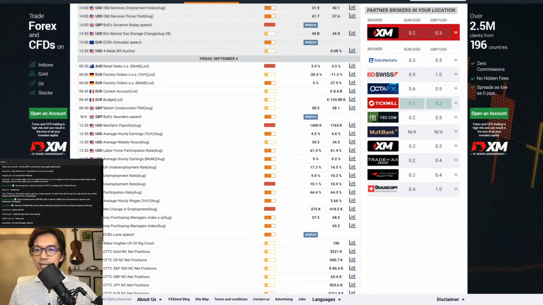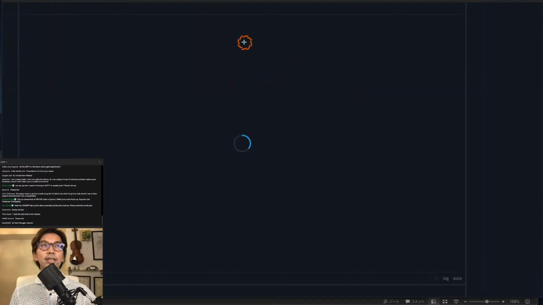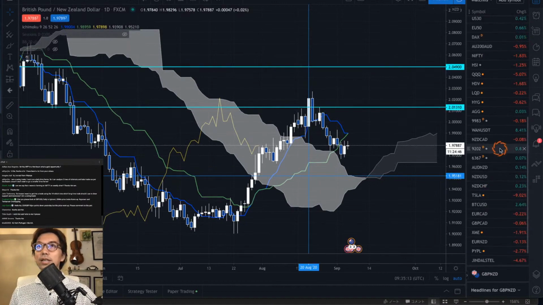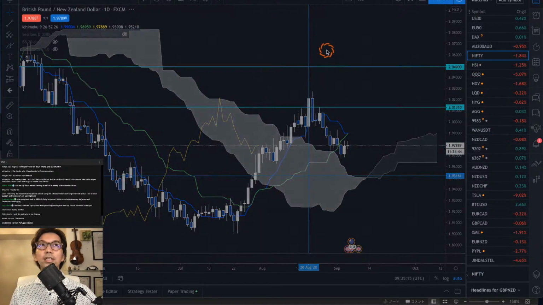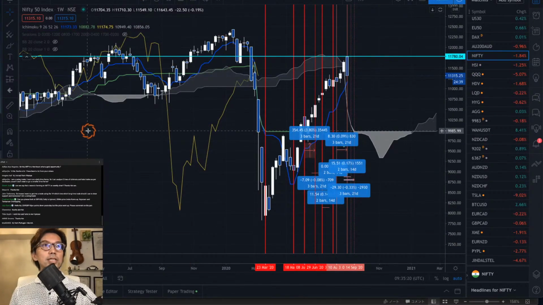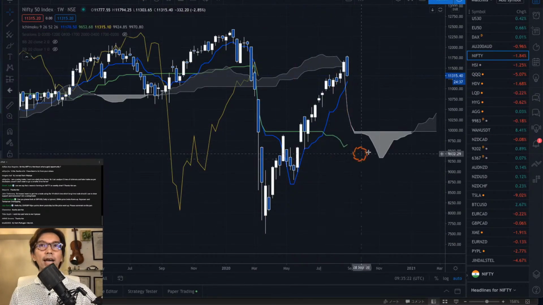All right, so let's see what else we have. Shanti asks, can we say that the V wave is forming on Nifty on a weekly chart? Okay, Nifty weekly chart. Let's see. V wave. Okay, so let me just delete all these lines. Let me hide them.